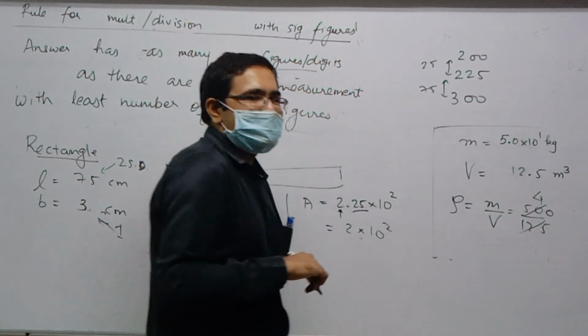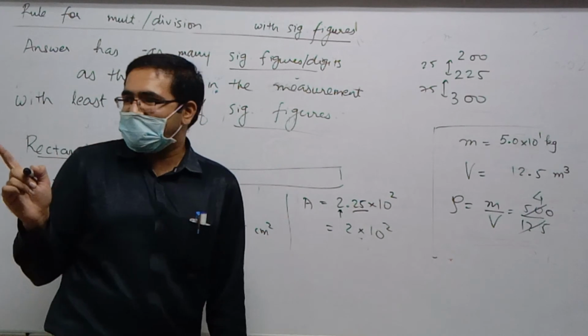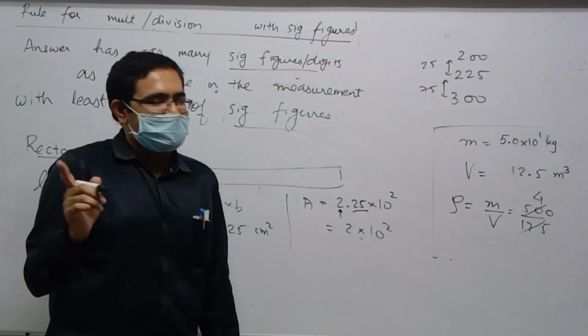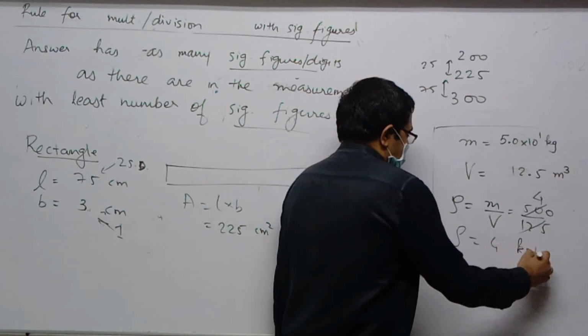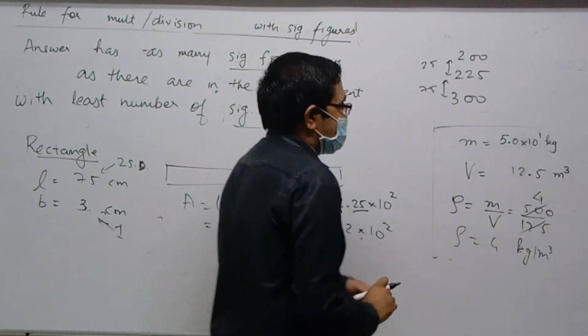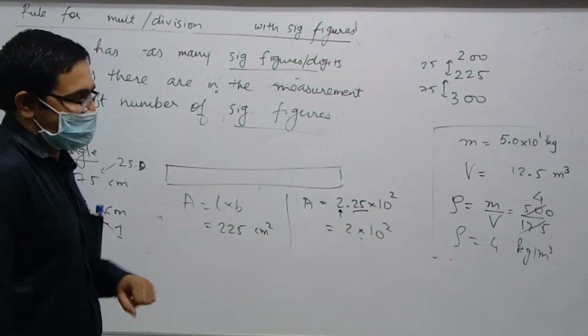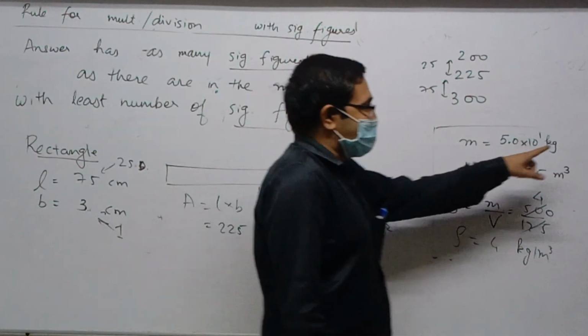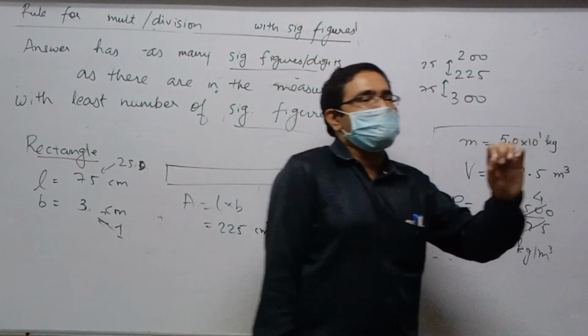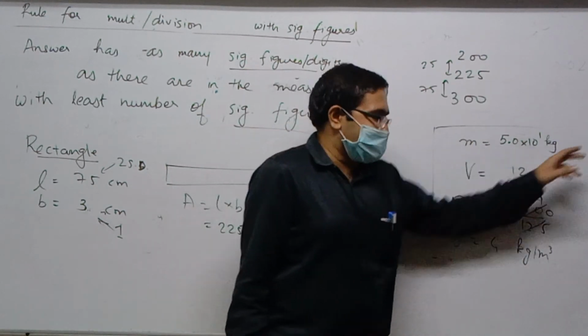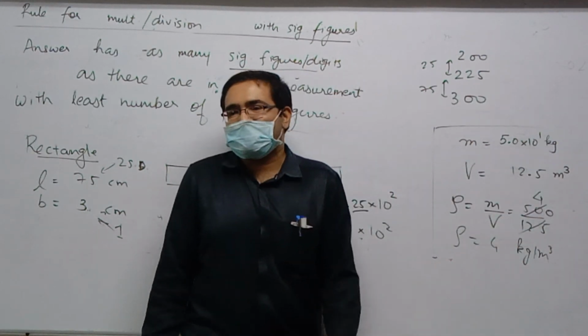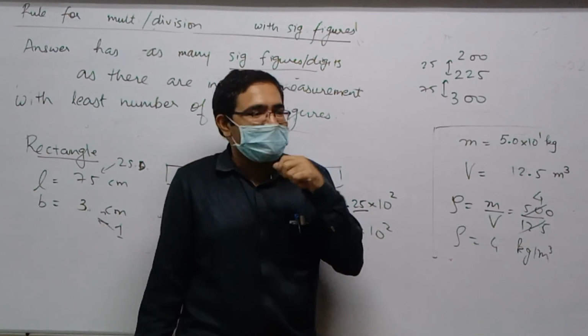125 into 4 is 500. This gives an exact 4. But if I write the answer just as 4, then we have a problem. The problem is that this rule says that the answer should have as many significant digits as the least number of significant digits. How many is the least? 2 or 3? 2. This one has how many significant digits? We should have 2 significant digits.